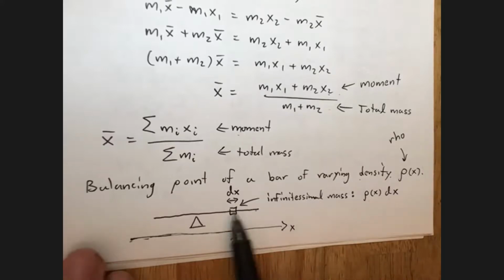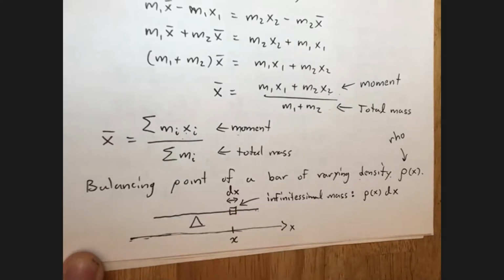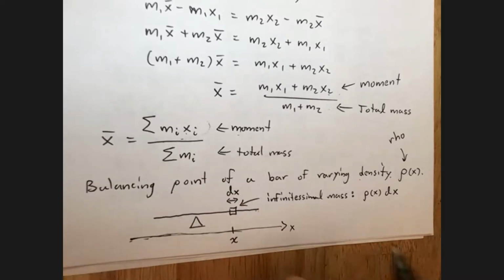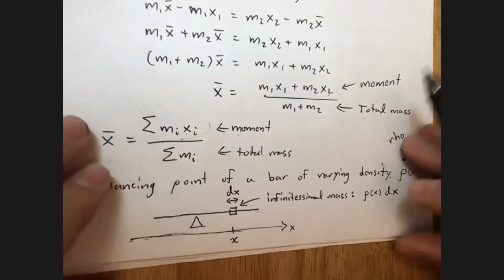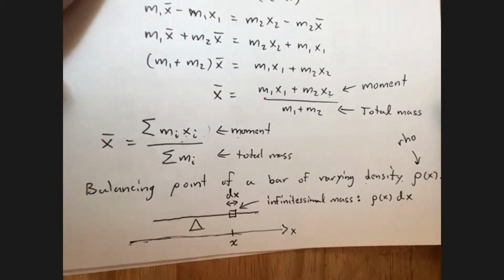And so what we're doing is adding up all these infinitesimal masses. That's what this formula is saying to do. Add up all those infinitesimal masses, and that should give you the numerator here. Well, when you add up infinitely many infinitesimal parts, that's called an integral. That's what an integral is. It's just adding up infinitely many infinitesimally small things. So what does this become?